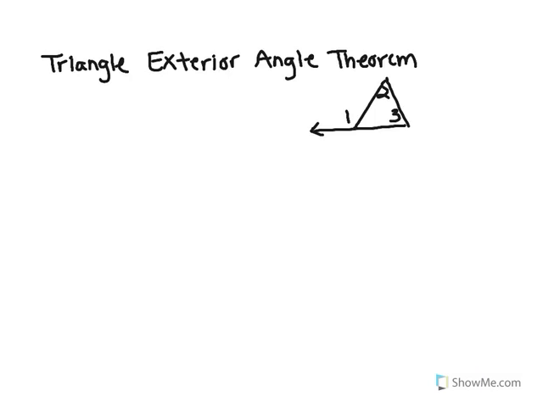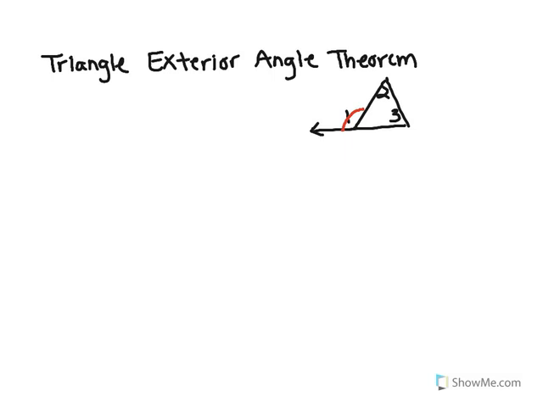Okay, so this is the triangle exterior angle theorem. And the reason why this picture looks a little funky is because the bottom side of this triangle has been extended. Because what happens is it creates what's called an exterior angle. This red angle is called an exterior angle of a triangle. And triangles have several exterior angles. It just depends on which side you want to extend.